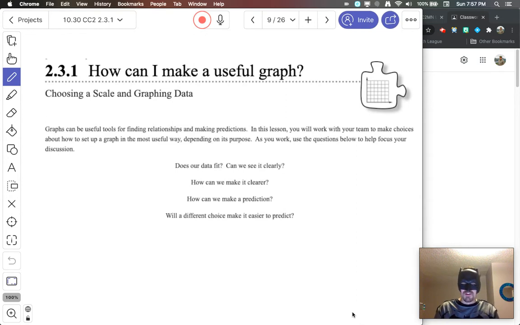So how can I make a graph? How can I make a useful graph? Choosing the graph and graphing data. Graphs can be useful tools for finding relationships and making predictions. In this lesson, you will work with your team to make choices about how to set up a graph in the most useful way, depending on its purpose. As you work, use the questions below to help focus your discussion.